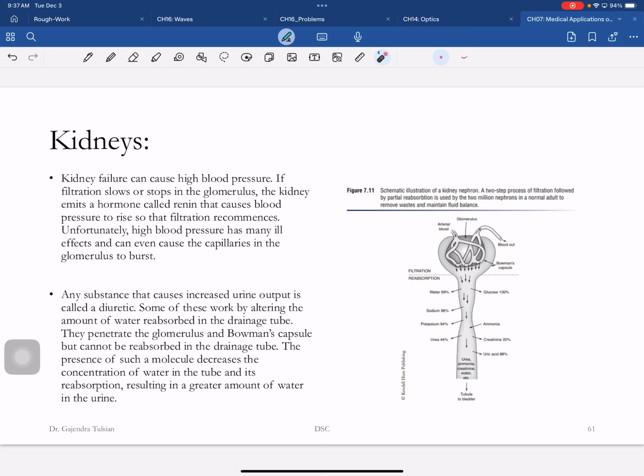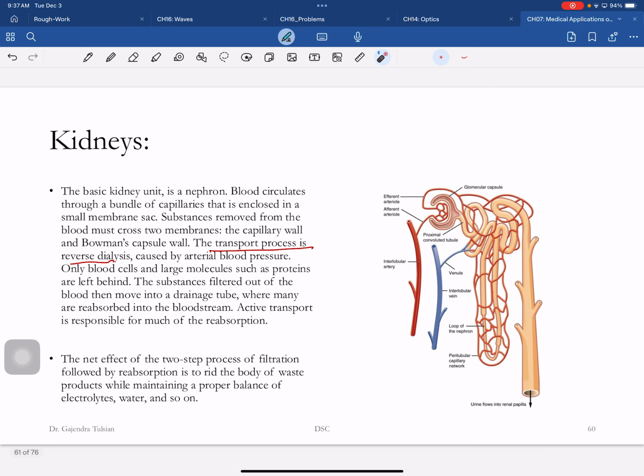Did you guys understand that? So that's the process. Okay. So the transport process is reverse dialysis caused by arterial blood pressure. So the pressure is higher here, okay? And look at this structure, see, so you have lots of room to reabsorb the good stuff. Okay, you've created lots of space to reabsorb the good stuff.